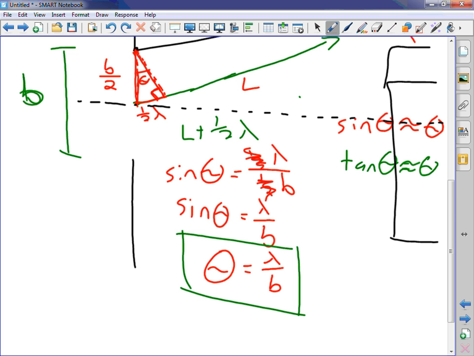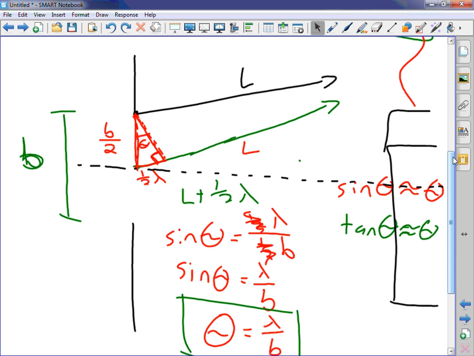Okay? Now, let's try to figure out what that angle is going to be. Now, here's how I'm going to do this. What is that angle right there? 90 minus theta. Does everyone see that?